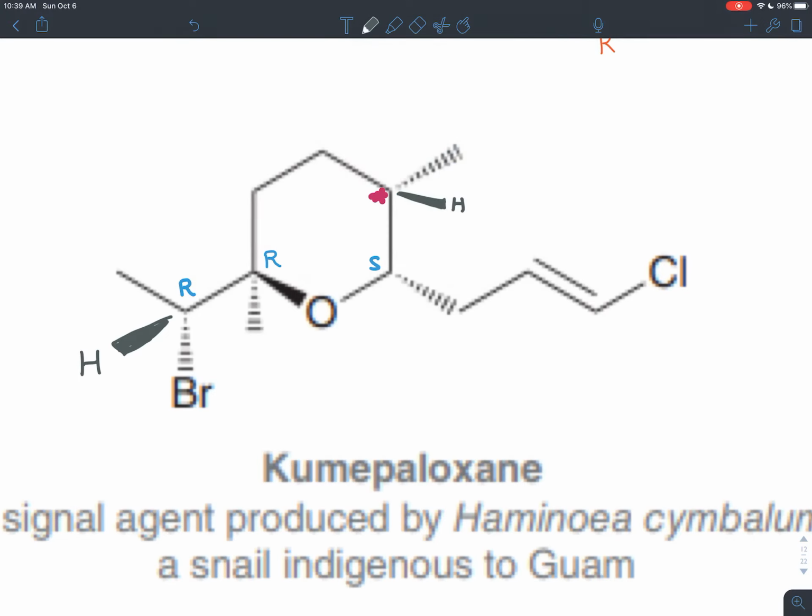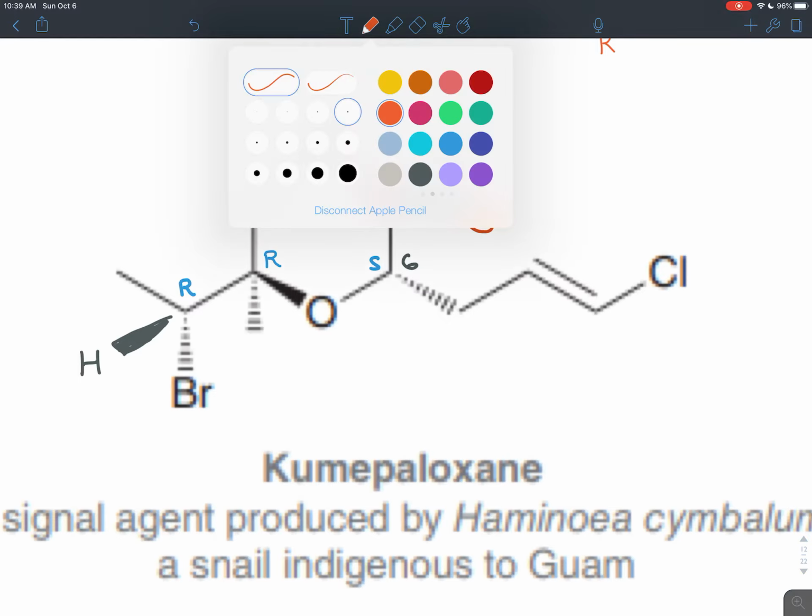So we need to figure out which one we have, and we'll do that by assigning priorities based on the atomic number. The carbon to the left has an atomic number of 6, the carbon to the right has an atomic number of 6, the carbon at the bottom has an atomic number of 6. So those all tie. But the hydrogen has an atomic number of 1. That's the lowest atomic number, so that gets the lowest priority, so that's going to be 4.